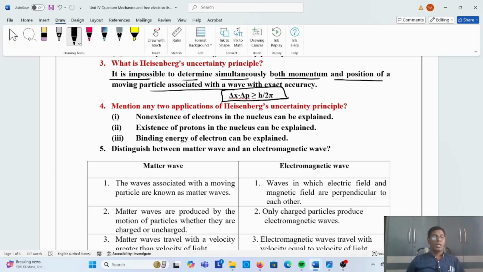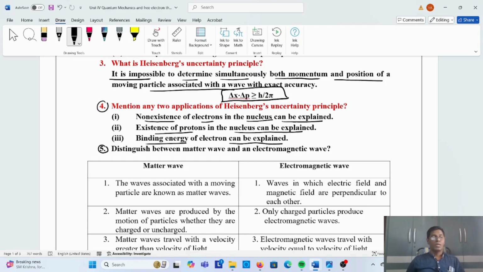Then the next question is, mention any important applications of Heisenberg uncertainty principle. These are the applications. The first one is non-existence of electrons inside the nucleus, which can be explained by using the Heisenberg uncertainty principle. Second application is existence of the proton, which can also be explained using the same principle. Binding energy of the electrons can be calculated using the Heisenberg uncertainty principle.